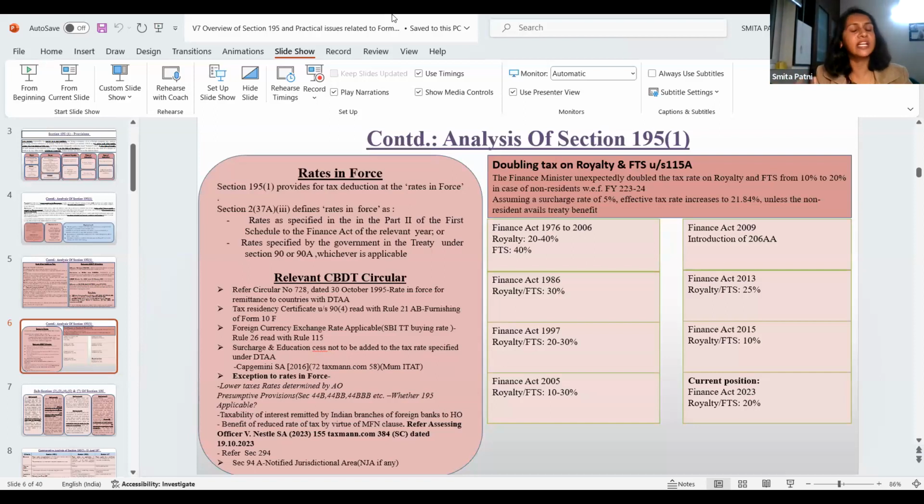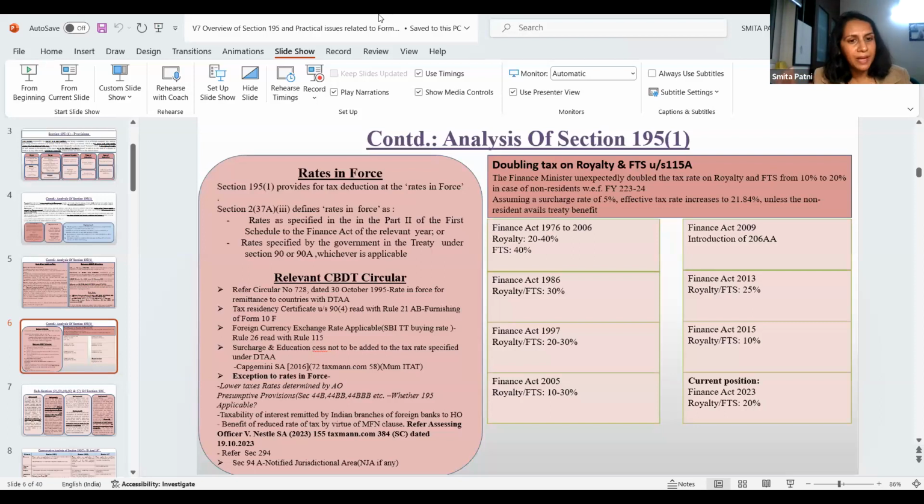Then in case there are no rates specified. So we have entered a new financial year, and for any reason, there have been no rates notified. The bill has not been passed by the Parliament. So we go to section 294. So section 294 says that in case on April 1st there are no rates, we can take the rates of the previous year, whichever is beneficial to the assessee. This is in case no rates have been mentioned or specified in the current year. So these are the exceptions to the rates in force.